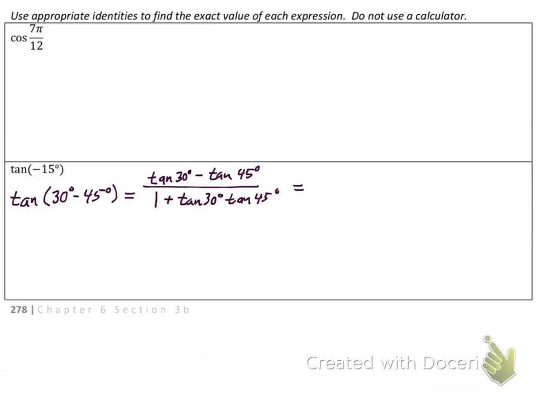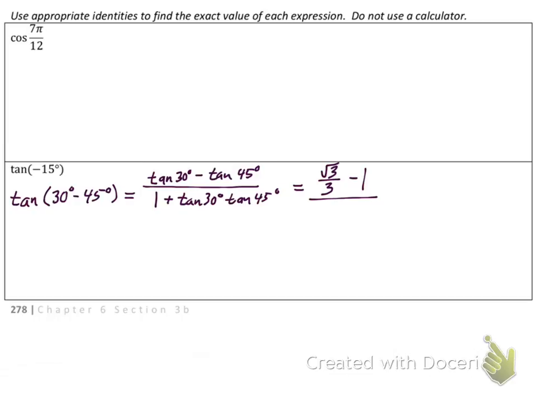JP, can you find the tangent of 30 degrees? It's square root of 3 over 3. Yeah, square root of 3 over 3. That's what makes it fun. All right, who can give me the tangent of 45 degrees? Yeah, it is 1. And that means my unit circle is pretty much done.